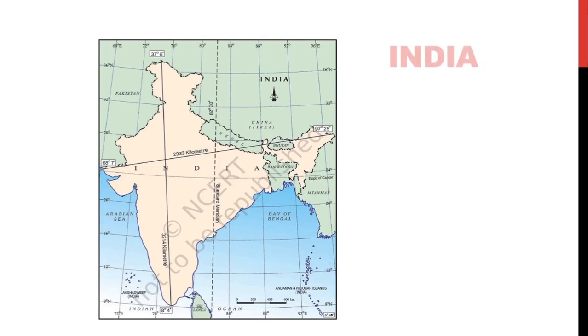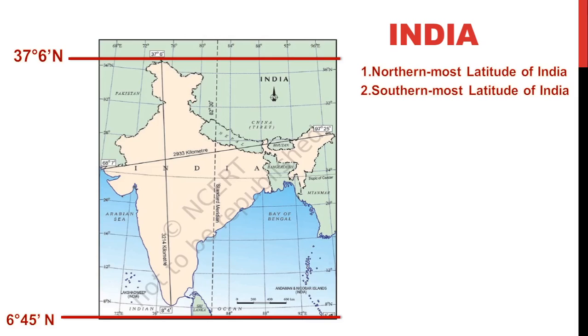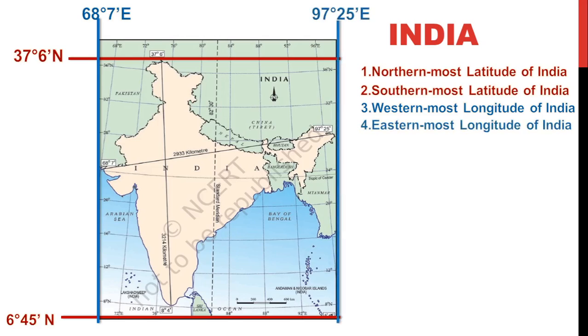Look at the map. The northernmost latitude of India is 37 degrees 6 minutes north. Southernmost latitude of India, 6 degrees 45 minutes north. Westernmost longitude of India, 68 degrees 7 minutes east. Easternmost longitude of India, 97 degrees 25 minutes east.